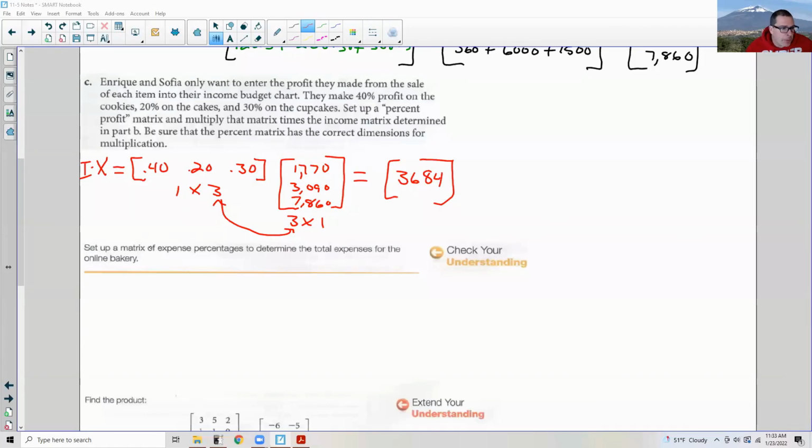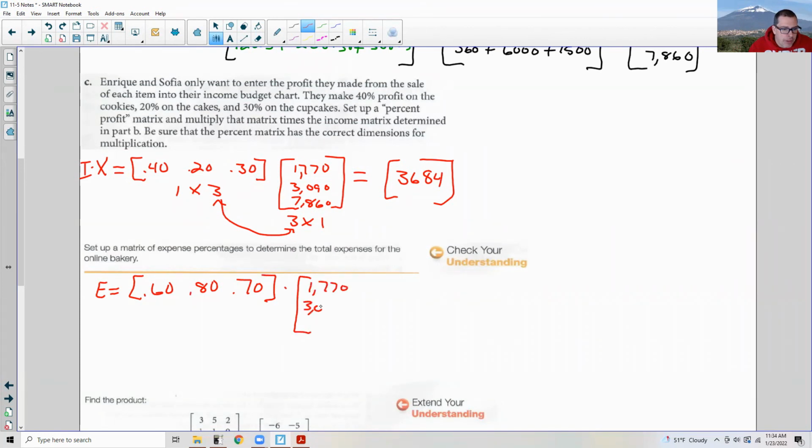Okay, so now it says to set up a matrix of expenses. So if this is profit, the expense matrix is going to be 0.6. If profit was 40%, then 60% was expenses. If 20% was profit, then 80% were expenses. If 30% were profit, then 70% were expenses. So there it is. And then what we have to do is multiply that by this matrix here.